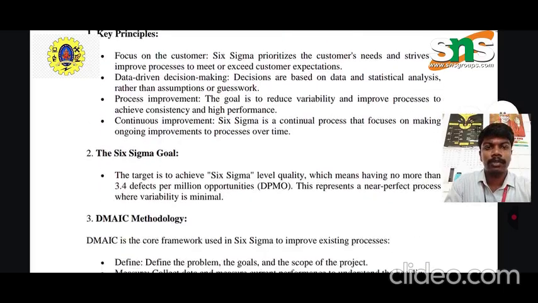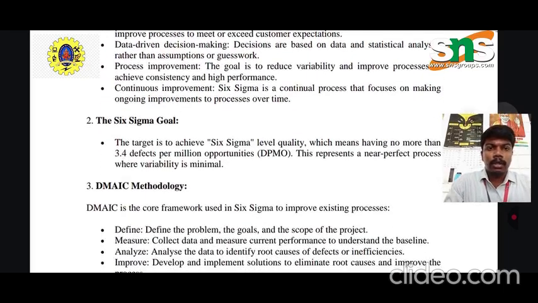Here are some goals of Six Sigma. Basically, we set the target to achieve a sigma level, like from 1 to 6, or 2 to 6, or 3 to 6. Based on the sigma level we calculate the DPMO, which is defects per million opportunities, mentioned as 3.4 DPMO. The target is to achieve Six Sigma level quality, which means no more than 3.4 DPMO, and this represents a near perfect process with minimal variability.